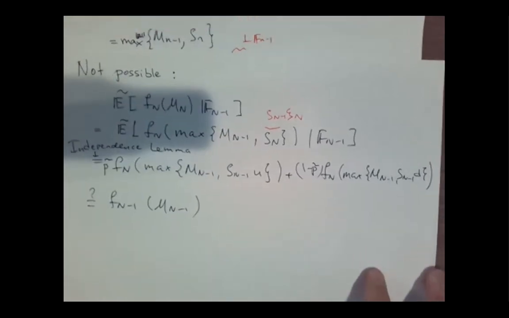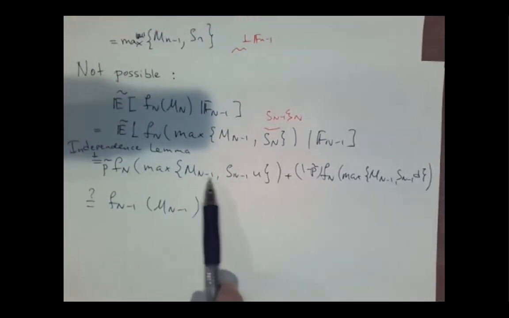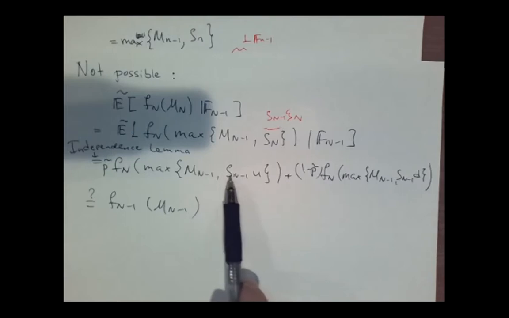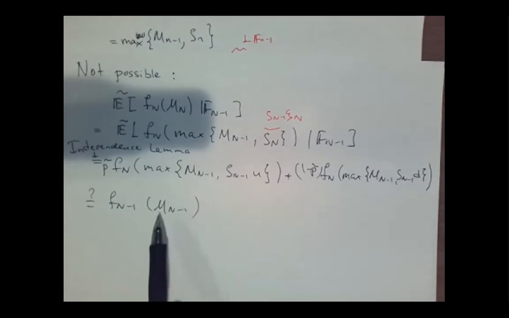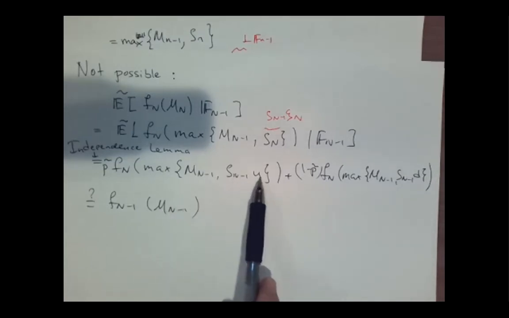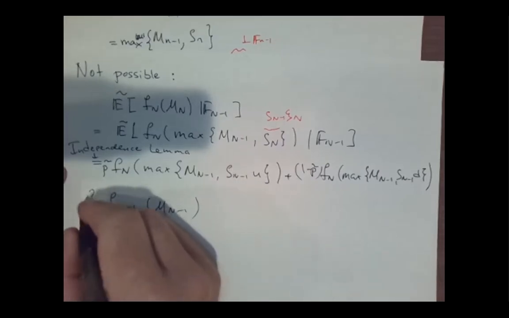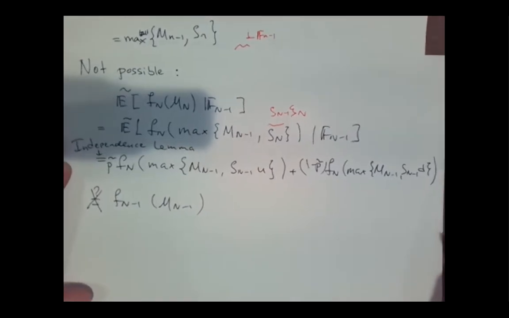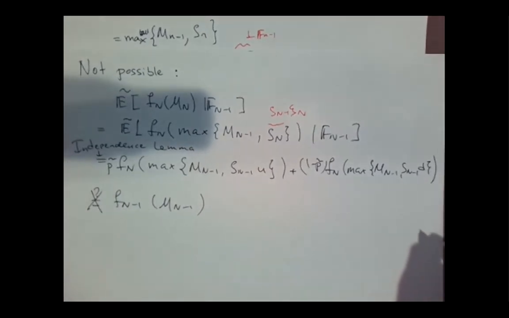And as you can see, this is not true because there's both Mn minus 1 in here, but there's also Sn minus 1 in here. So it's not sufficient just to know what the max is at time n minus 1. We also need to know what the stock price is at time n minus 1. This here is not a function of Mn minus 1.